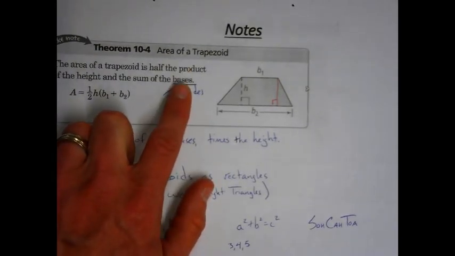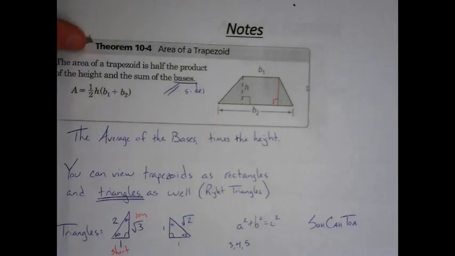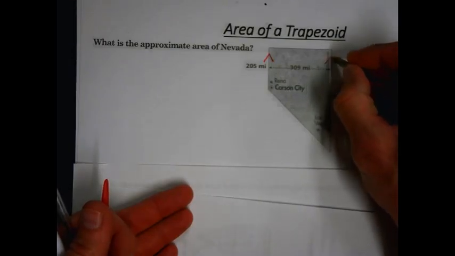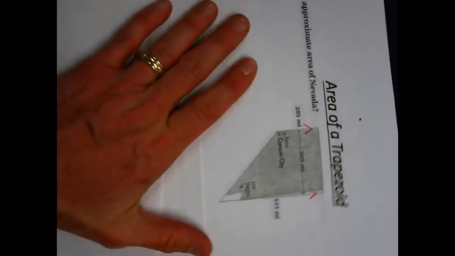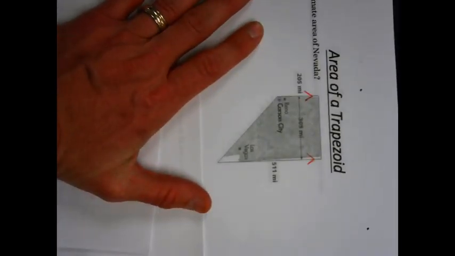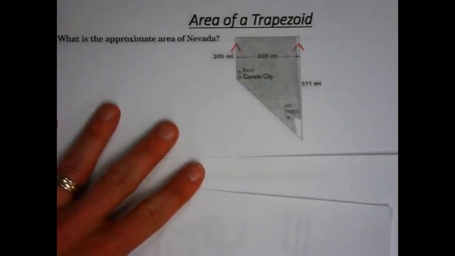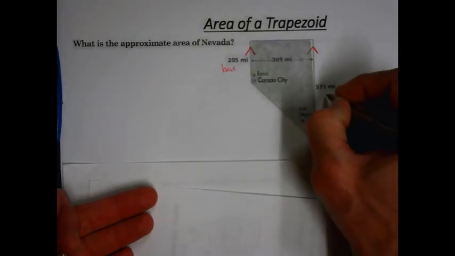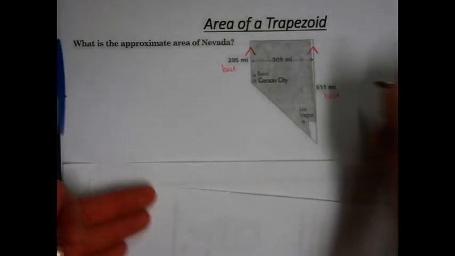Remember what I said. If you have one pair of parallel sides, you have a trapezoid on your hands, right? So when we look at this diagram, we first identify our parallel sides. Hopefully you can see that the western border and the eastern border are parallel. So we do have a trapezoid. No matter how crazy, big or small, if the sides are parallel, we have a trapezoid, and those are the bases. So we have a base here of 205 miles, a base here of 511 miles. Well, what would be the height of the trapezoid?